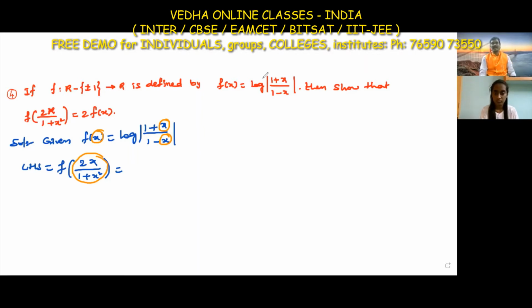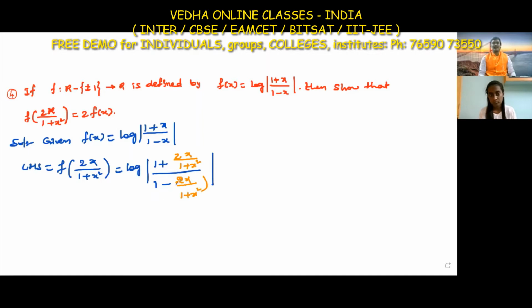So that means here I am writing this as log mod (1 plus x) divided by (1 minus x). Whatever we have in place of x, just write that: 2x divided by 1 plus x square. I am writing 2x divided by 1 plus x square in place of x in both places. That means it is 1 plus x divided by 1 minus x.